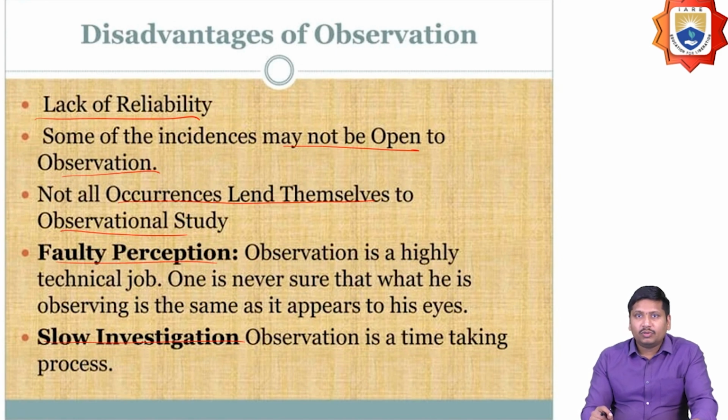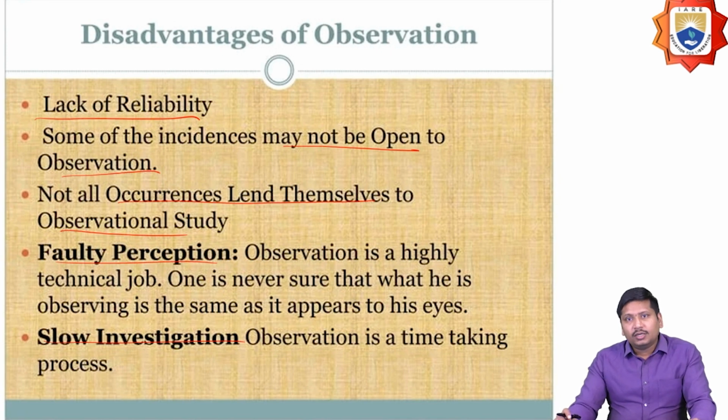Lack of reliability: while observing, we may be unable to concentrate, so reliability may be lost. Faulty perception may also occur. Why? Because observing is a highly technical job, and one is never sure that what he is observing is the same as what appeared to his eyes. That faulty perception may lead to errors in the observation. And slow investigation: observation is also a time-taking process, which is another disadvantage of observation.